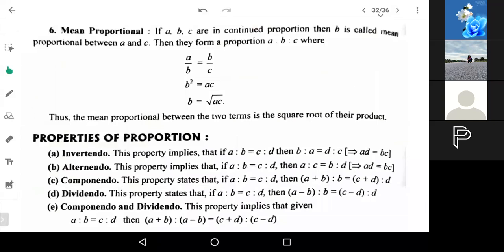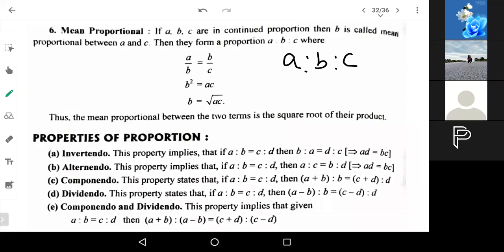Now, the last type of proportion is mean proportional. If A, B, C are in continued proportion, then B is called the mean proportional between A and C. Then they form a proportion A is to B is to C, where A by B is equal to B by C. So what they are saying is, here we don't have 4 values, we only have 3 values, A, B and C, where these 3 are in continued proportion.